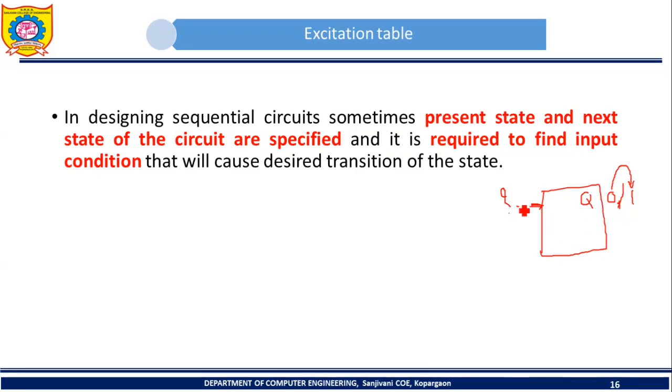In order to answer this question, which table will be good? The excitation table. Here it is required to find the input from the output. What should be the input so that we will get this output? If such a question is asked, then excitation tables will be required. In designing sequential circuits, many times we come across this particular condition, and that's why we require the excitation table.